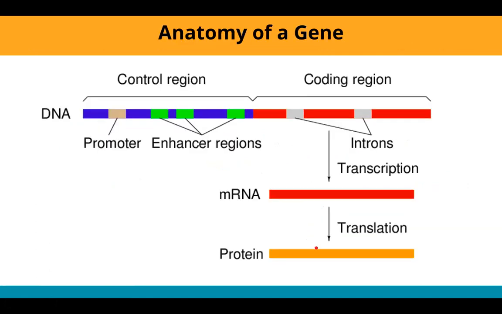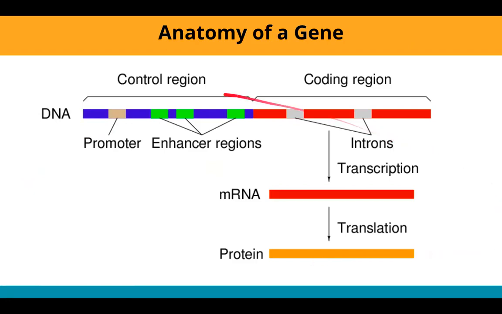Now let's discuss first the anatomy of a gene. What can we see in a gene? So remember from the lectures previously about introns and exons. So we have introns and exons. The exons are the ones that code for a certain protein.